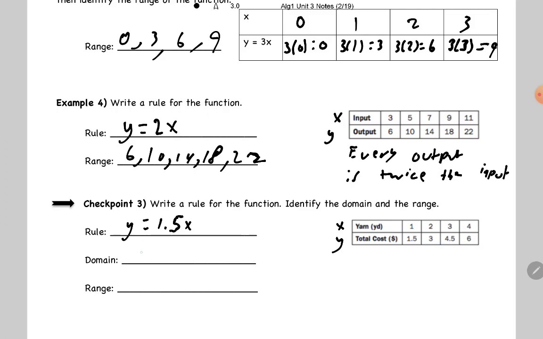So our domain is our x values 1, 2, 3, 4. And our range is 1.5, 3, 4.5, 6. So the big takeaways are input and output. We put something into a function or machine, and we get something out, so an output. Our domain is whatever we put in, and that'll usually be our x value. And then our output is usually our range, and it's our y value.